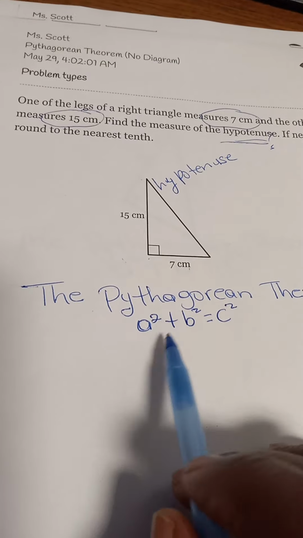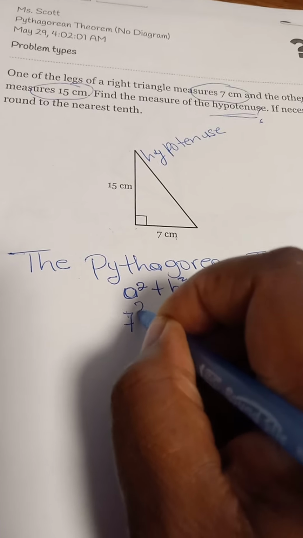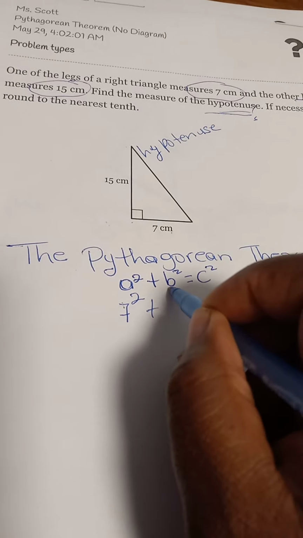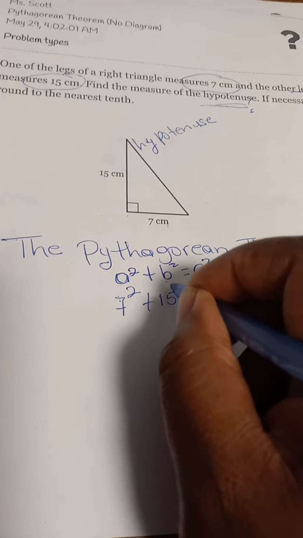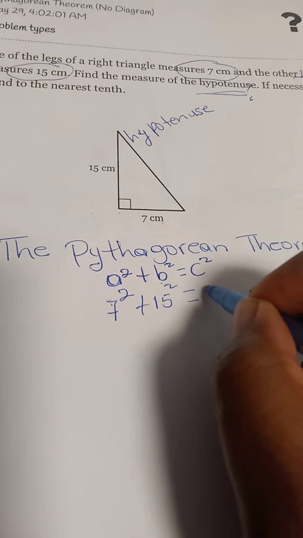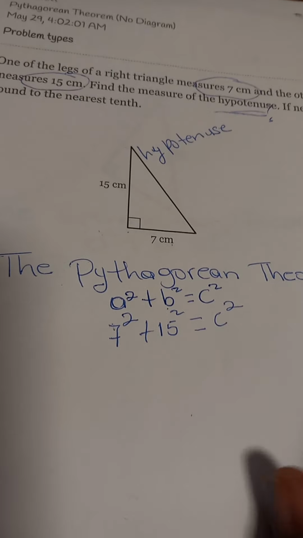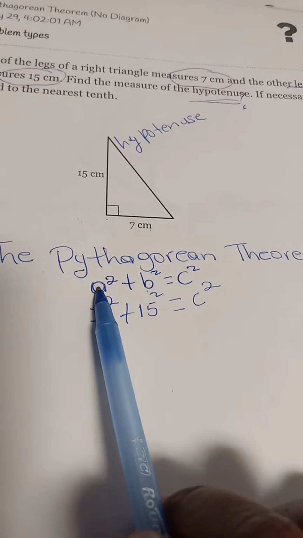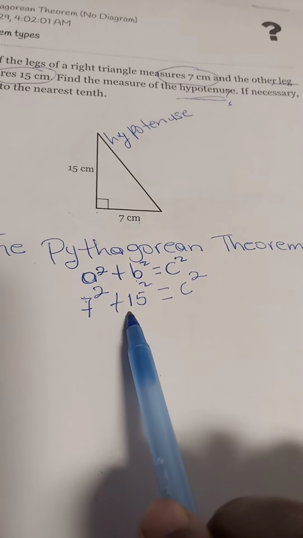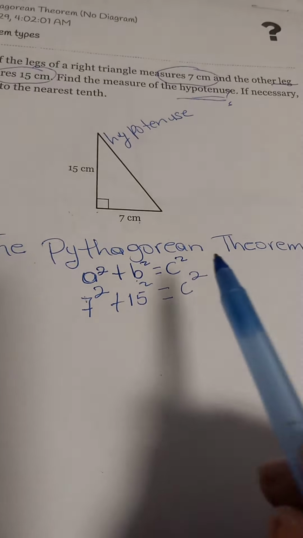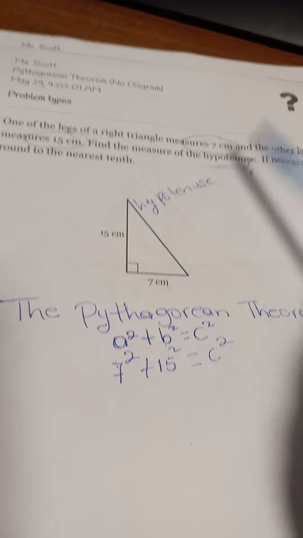So let's go. What is our a squared? Our a is 7, so 7 squared. Plus, what is our b? Our b is 15, so we're going to have 15 squared. And that's going to be equal to c squared. We do not know what c squared is as yet; we have to solve to find it. So we have 7 squared plus 15 squared. Where do these numbers come from? Each leg, and it's stated in the problem.